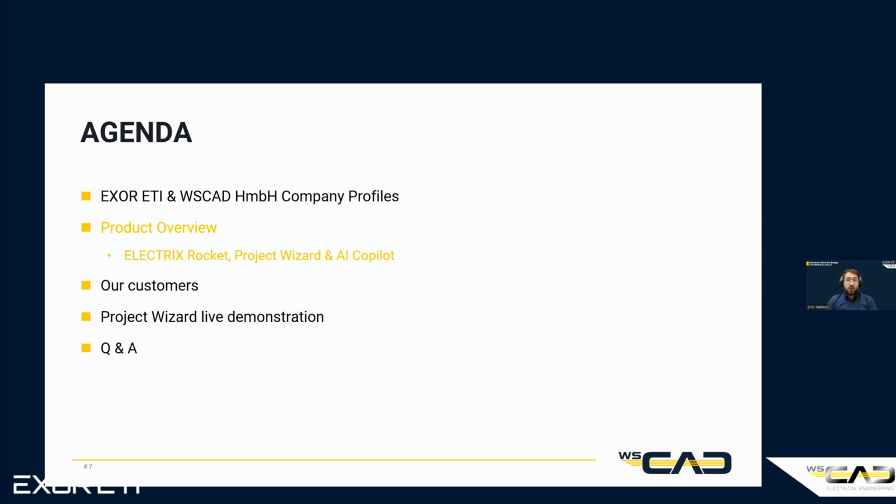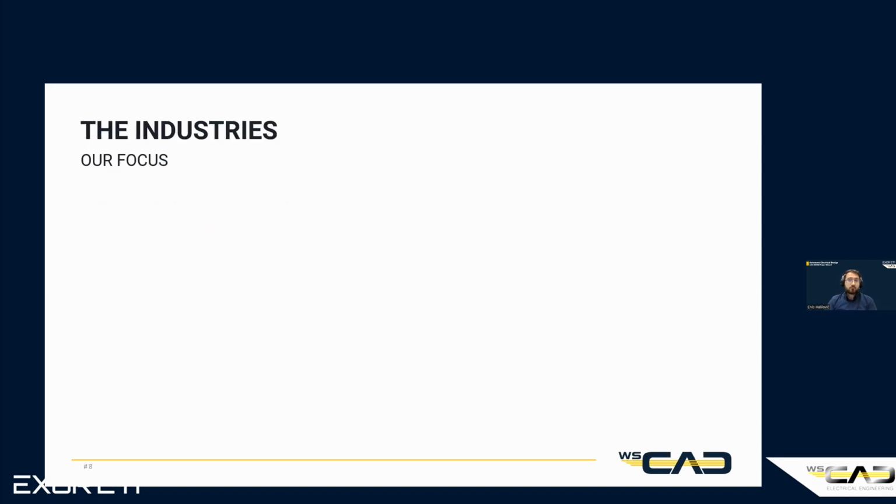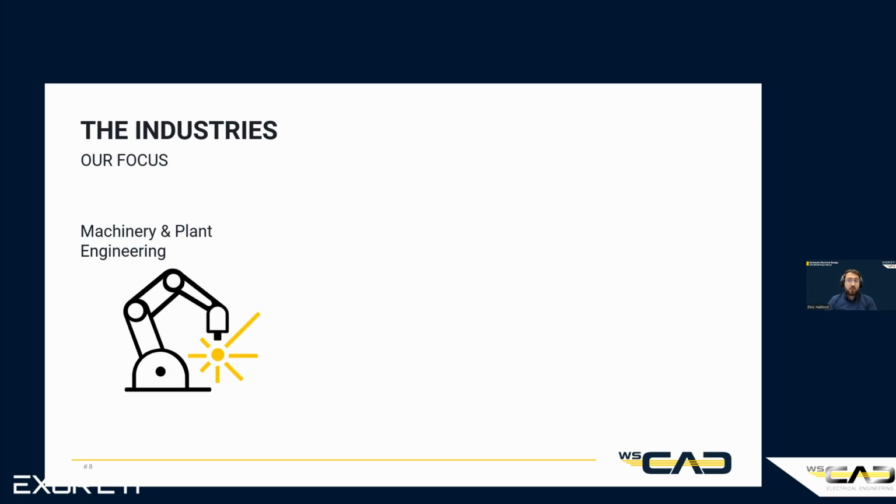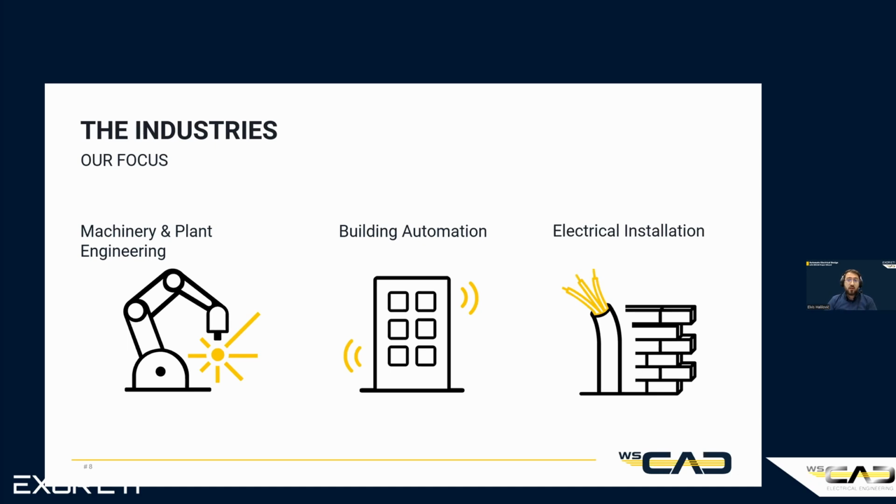It is time for a product overview, where we will talk about the software itself and also about our main topic today, that being Project Wizard. At the very end, we'll present our new innovation, that being AI Copilot, which made WSCAD the first AI-powered CAD software that enhances productivity for both casual and expert users. Regarding the industries, our main focus is put on machinery and plant engineering, building automation, and electrical installations.